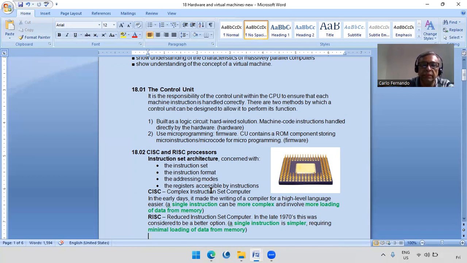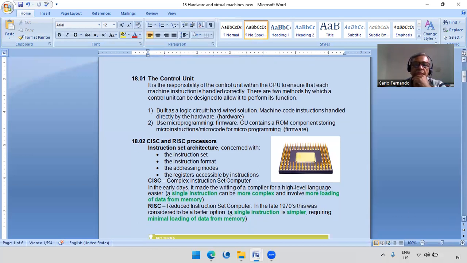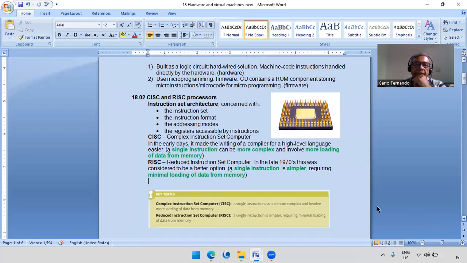The registers accessible by instructions. There are registers, as you know, inside the CPU, special purpose, general purpose. So how do you access them? By instructions. First take the CISC, the complex instruction set computer. In the early days, that means it came first, RISC came second. In the early days, it made the writing of a compiler for a high-level language easier. This type of computer made it easier.